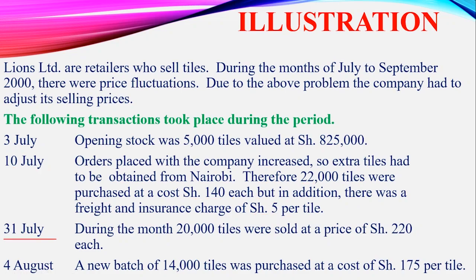On 31st of July, during the month, 20,000 tiles were sold at a price of 220 shillings each. So here we had some sales. On 4th of August, a new batch of 14,000 tiles was purchased at a cost of 175 shillings per tile. So here they acquired more tiles. There were some purchases on 4th of August and they bought 14,000 tiles at 175 shillings.